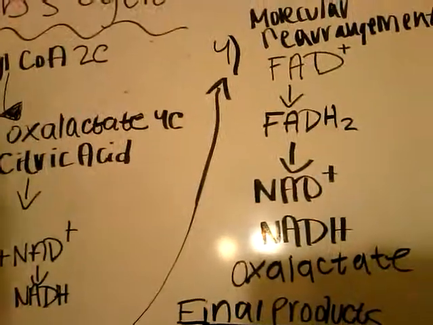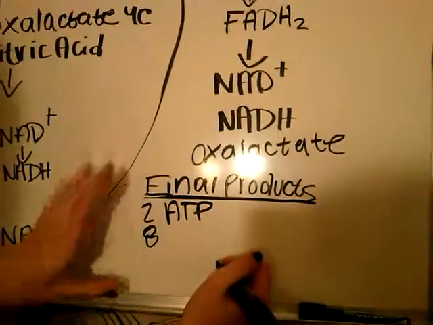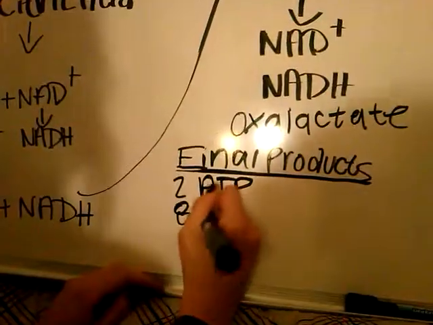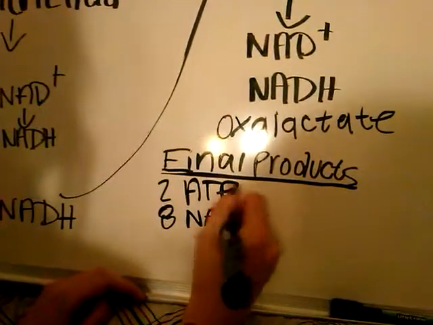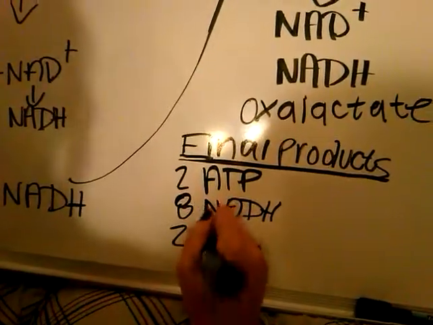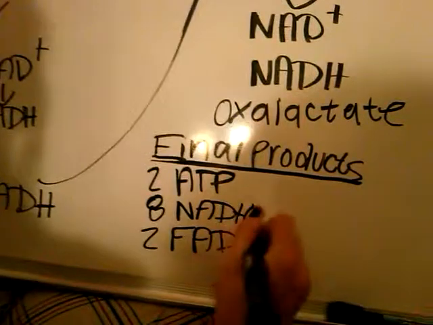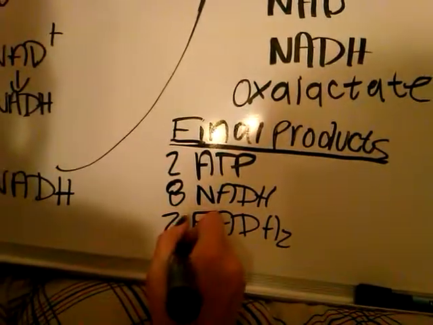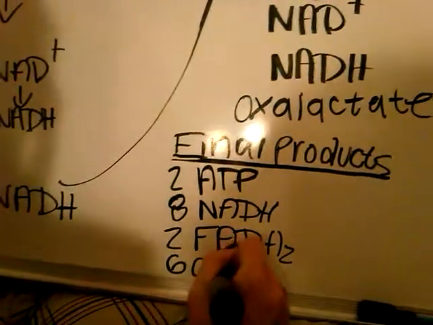So anyways, the products are doubled, so it's 2 ATP, 8 NADH, 2 FADH2, and 6 CO2.